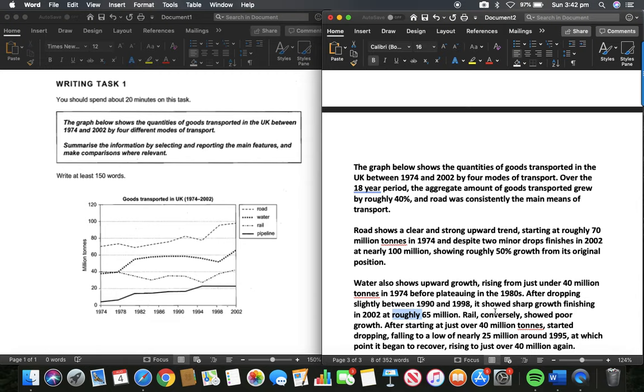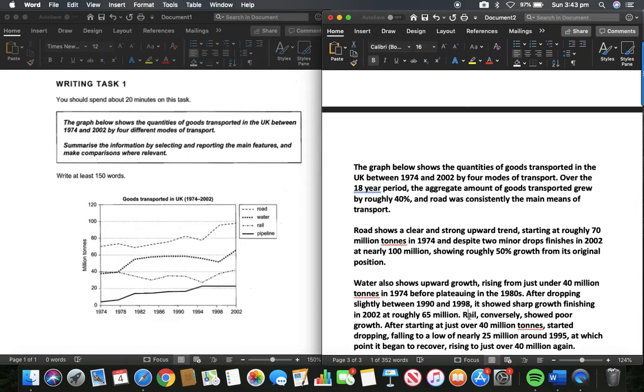So you see I've used this word roughly a couple of times. And, don't worry if you use a word. I mean, it's not ideal. You could say nearly, approximately, about. All of these are fine. I wouldn't worry too much about repeating it. But, obviously try to show some range.